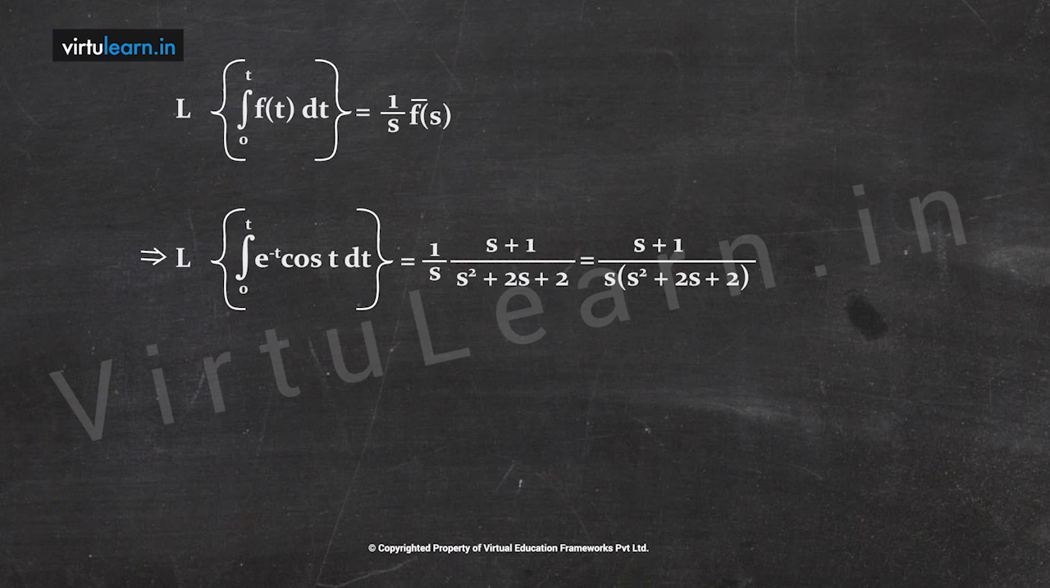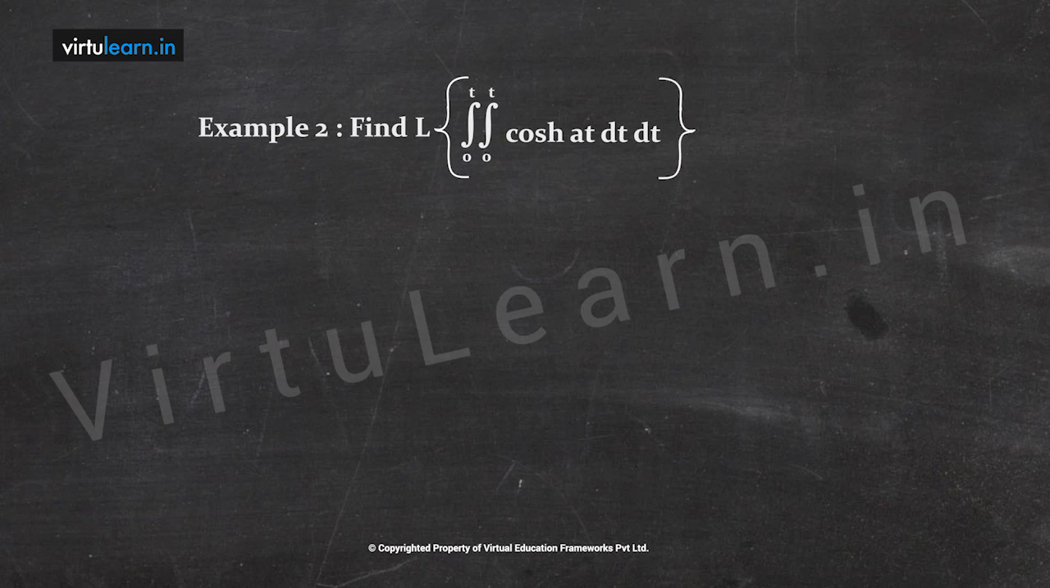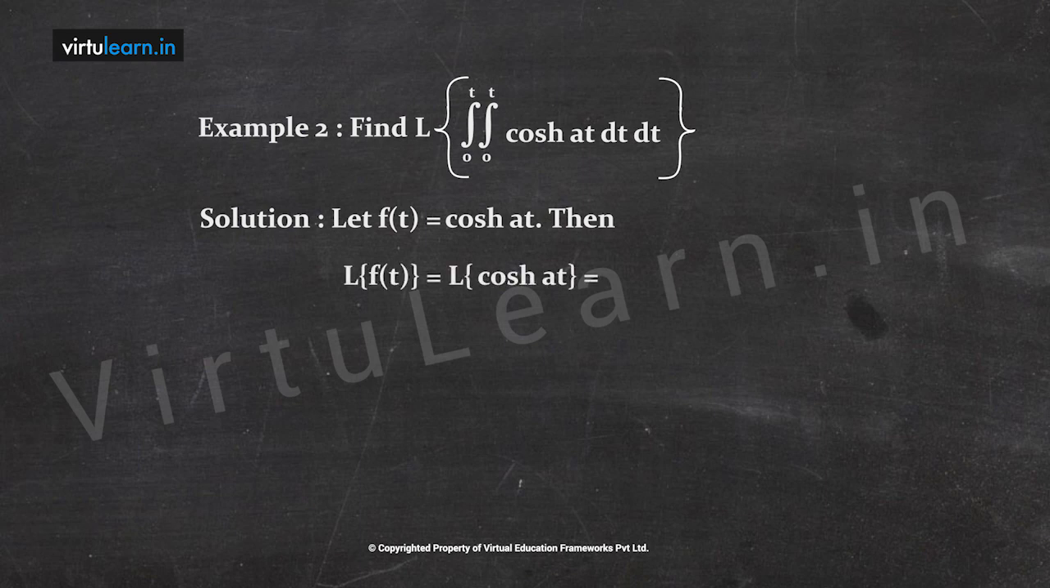And let me consider another problem. Now observe this one. This problem is important actually. Find the Laplace transform of the integral from 0 to t, two times integration available, of cosh at dt, and one more time for the one more integration dt. That's why we got dt. Now here f of t equals cosh at. The Laplace transform of f of t equals the Laplace transform of cosh at, which according to the basic formula is s by s square minus a square. This is f bar of s.